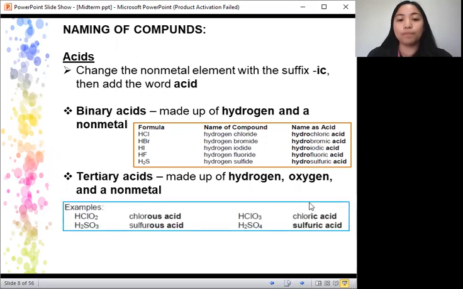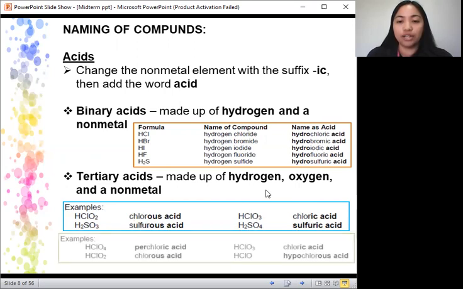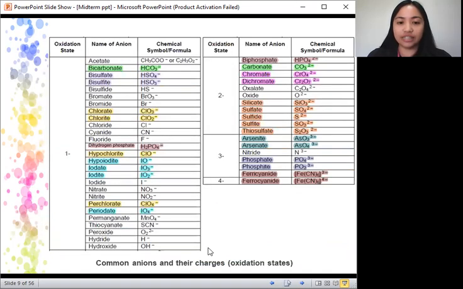For example, HClO2 is chlorous acid. HClO3 is chloric acid. H2SO3 is sulfurous acid. And H2SO4 is sulfuric acid. So if you have the same non-metal but a different number of oxygen atoms attached to it, again, as I said a while ago, you have to familiarize the anions and their oxidation states.